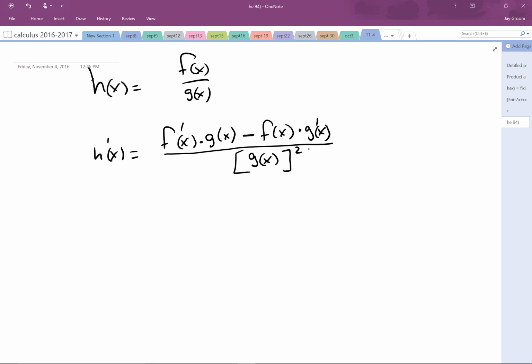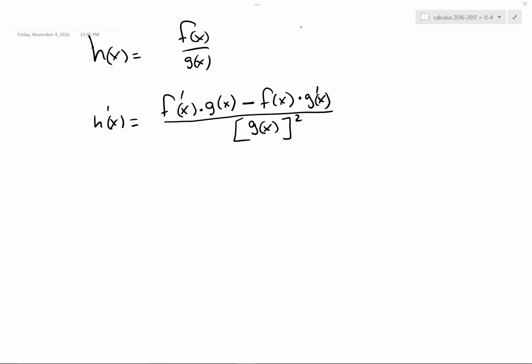a friend of mine I used to teach with, the first couple years I taught up in Idaho, he always had this little thing, and it always bothered me, but whatever. He always wrote it this way, low-de high, and he sang it to the children. I will not sing it to you. Low-de high minus high-de low over the square of what's below.